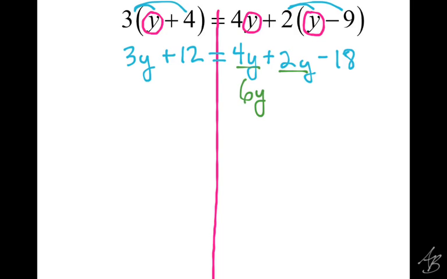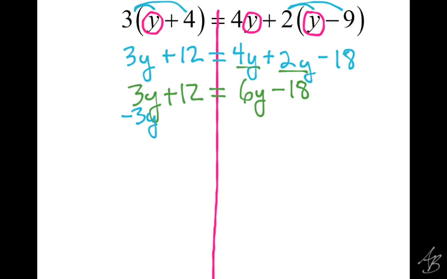Can we combine anything else? No, the only other like terms we have are on opposite sides of the equal sign, so we can't do that. So we'll bring down our minus 18 over on the right side, and we'll bring down our 3y plus 12 on the left side. All right, now that I've simplified each side, I still have y's in 2 different places, so I need to get rid of one of them. Which one do I want to get rid of? The 3y, and how am I going to do that?